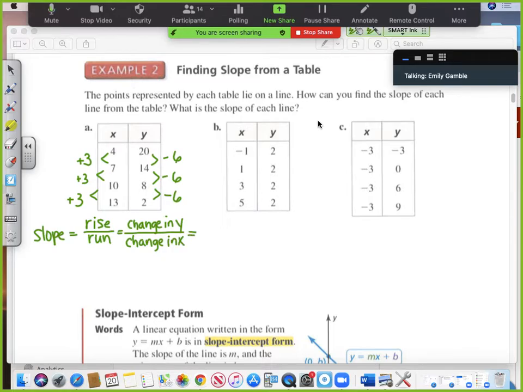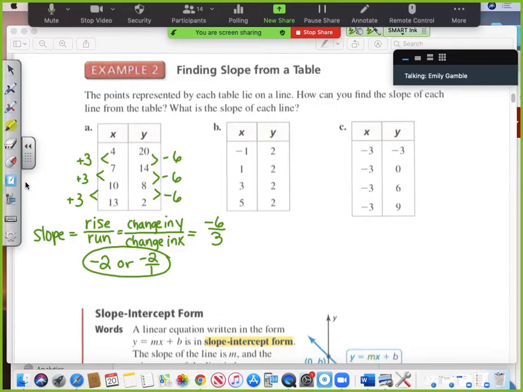So each y value is changing by going down 6. That means it's being represented by a -6 change, divided by each x value changing by 3, which means the slope of this table is -6/3, which simplifies to be -2 or -2/1, depending on how you would like to answer that question. Using the table, you can count the change in x and the change in y, but then you have to make sure you put it in correctly, that it's the y number divided by the x number. So that's one way to find slope.